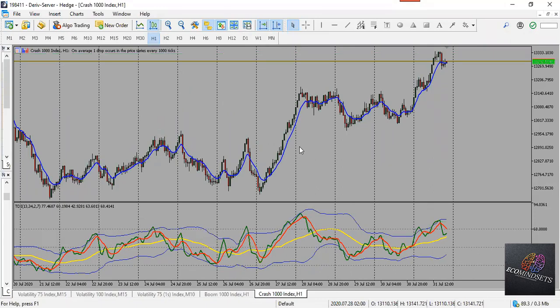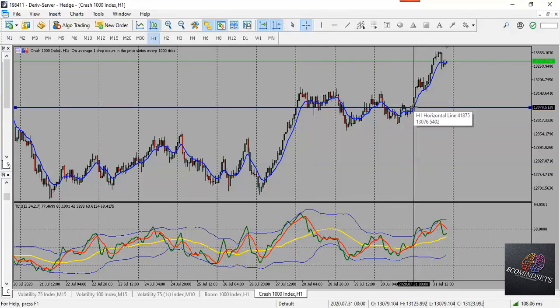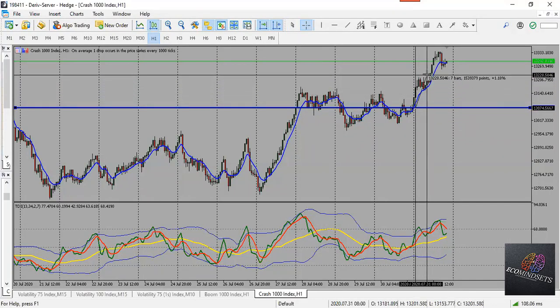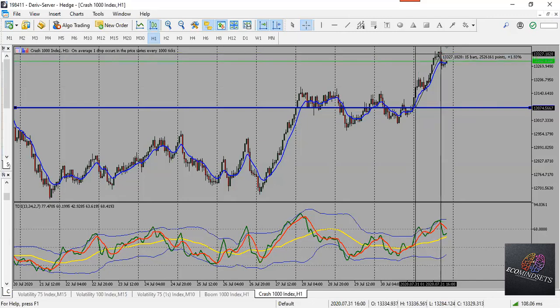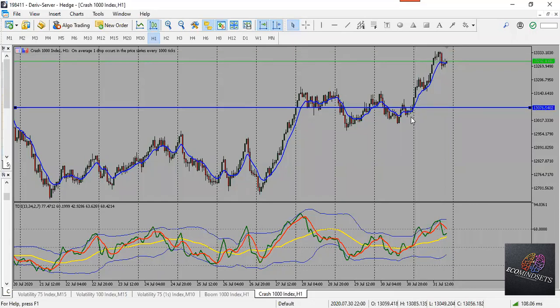What am I looking for on H1? All I need is to wait patiently. So today's market opened from here, on this candle. This candle was the first candle that was formed today. So since the open of the market, we can see the market has been on an uptrend, which means that Crash 1000 has been buying the whole day.